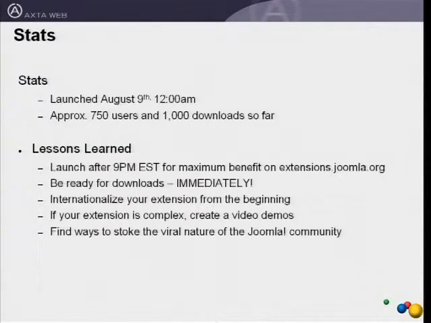But in order to maximize your benefit of that, try to put it up after 9 o'clock at night on the East Coast of the US. As strange as that sounds, I think the reason, and I haven't been able to confirm this, is that the Joomla.org site is hosted on the East Coast of the US. Because of that, the server's set to East Coast time, so it flips over at 9 p.m. California time. Because of that, you then get 24 full hours on the new extensions list before it starts moving down.